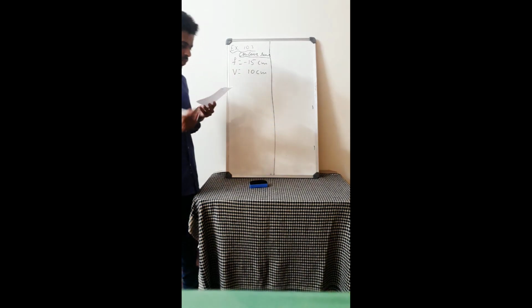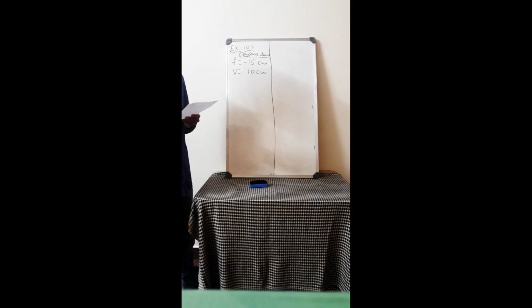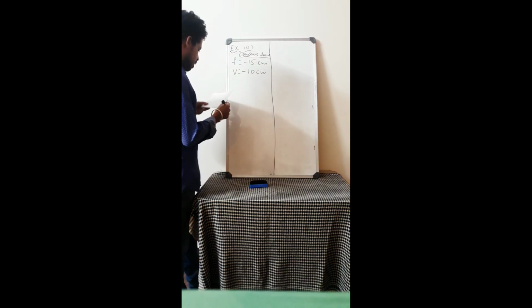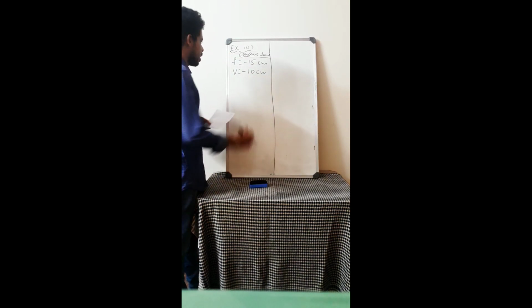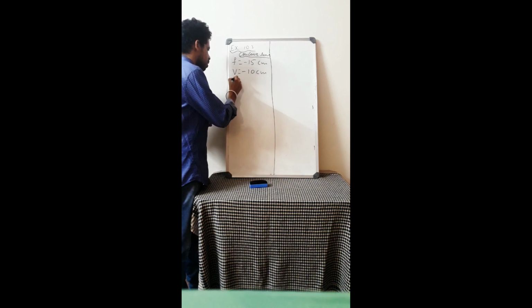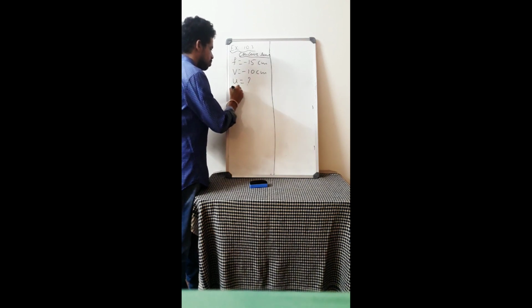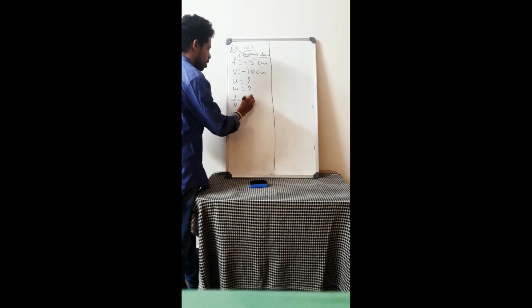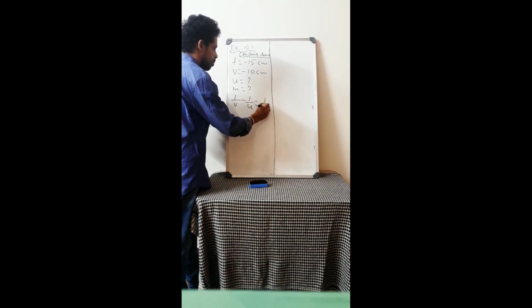In a concave lens we have only two cases. In both cases the image distance is negative. So here you have to take the image distance as negative. Here you have to find U as well as the magnification. Apply the lens formula: 1 by V minus 1 by U is equal to 1 by F.